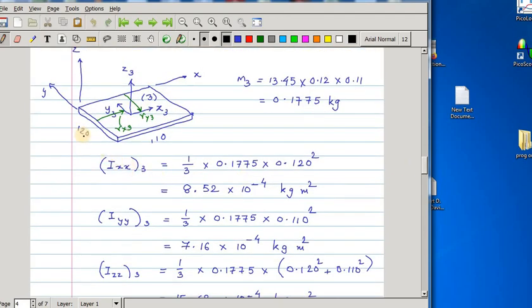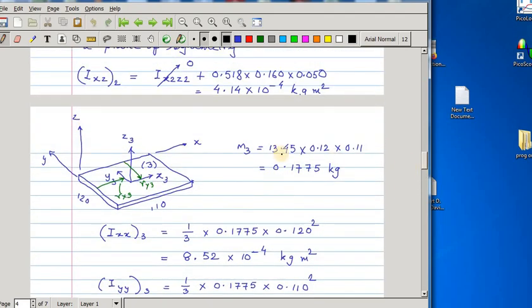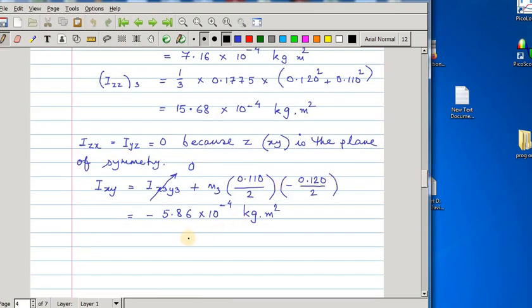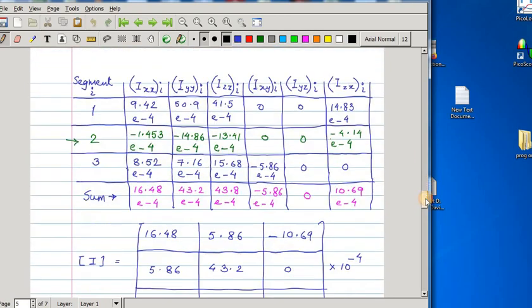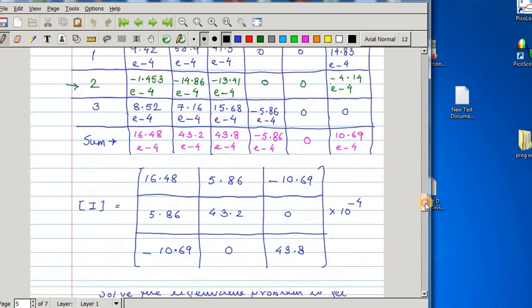So the shift in x is 0.120 by 2 with a negative sign in it, and the shift in y has to be measured from this y, so in this direction. So it is 110 by 2. So this is 110.2 and this is the value. Now once you do this, for segments 1, 2, 3, 1 and 3 have to be added and 2 has to be subtracted, and this is the net result. So this is Ixx, this is Iyy, this is Izz, this is Ixy, this is Iyz, and this is Izx.